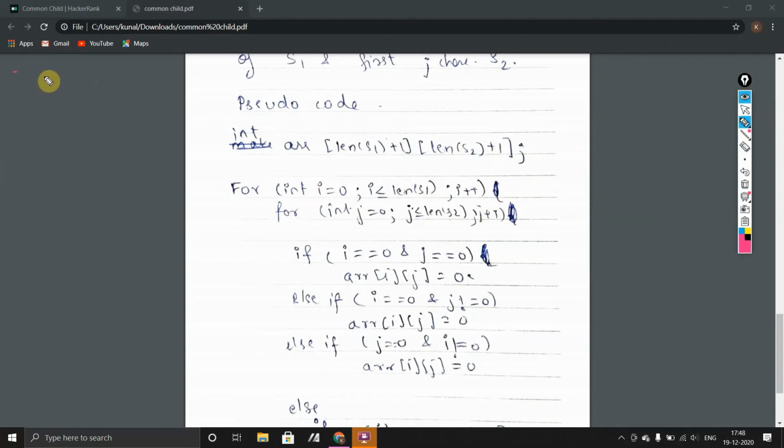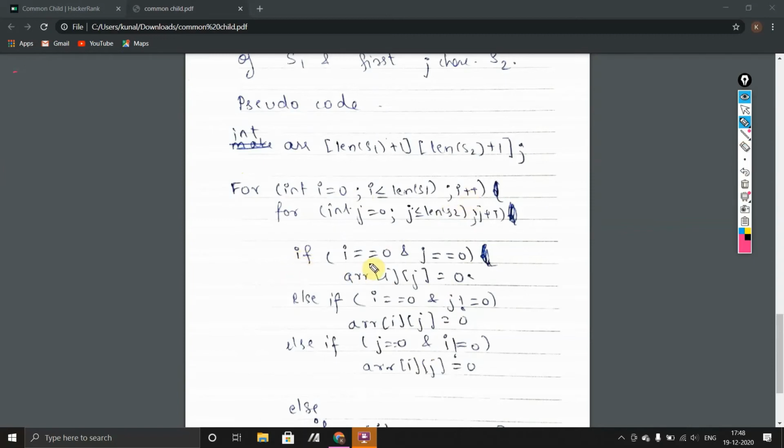That means if i is 0, that means no character from s1, no character from s2. Then if j is 0, that means no character from s1, but one first character from s2, and so on. Like if i is equal to 2 and j is 3, this will be like taking first 2 characters from s1 and first 3 characters from s2 and then calculating, right?